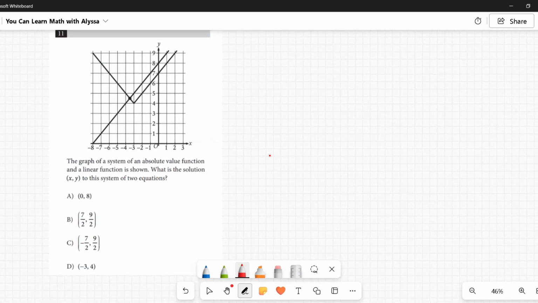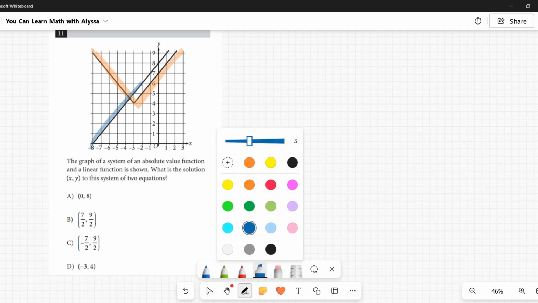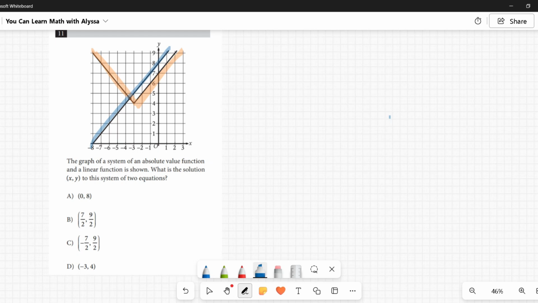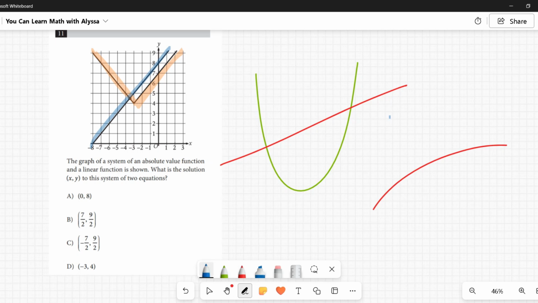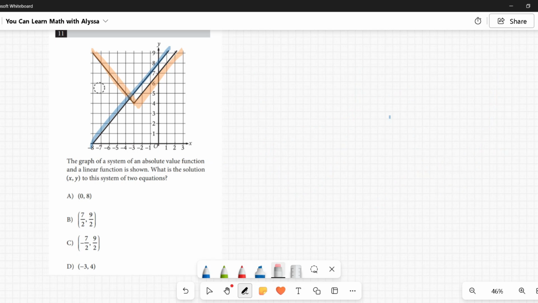All right, 11. The graph of a system of an absolute value function, that's this right angle looking thing, not quite a right angle, but looks like a V, and a linear function is the line there, is shown. What is the solution xy to this system of two equations? When they give us two functions and ask for the solution to this system, or what are the solutions, some of them have more than one, all it means is where do they cross? Where do they intersect? It does not matter if it is a parabola with a line, if it is a square root function and a parabola, whatever combination of functions it is, it just means where do they cross.